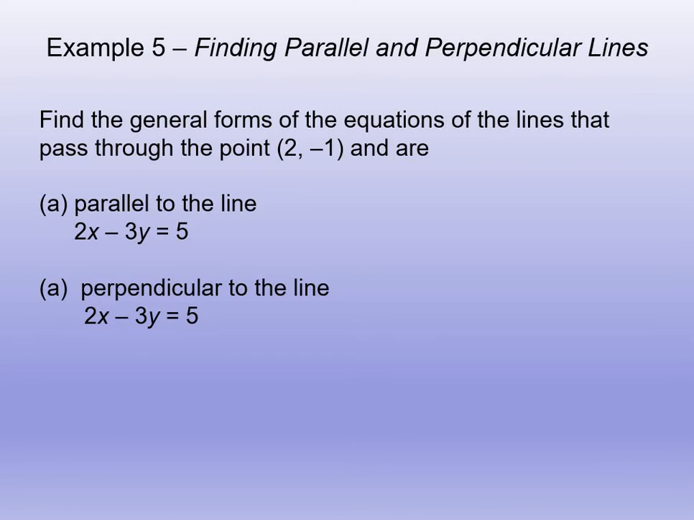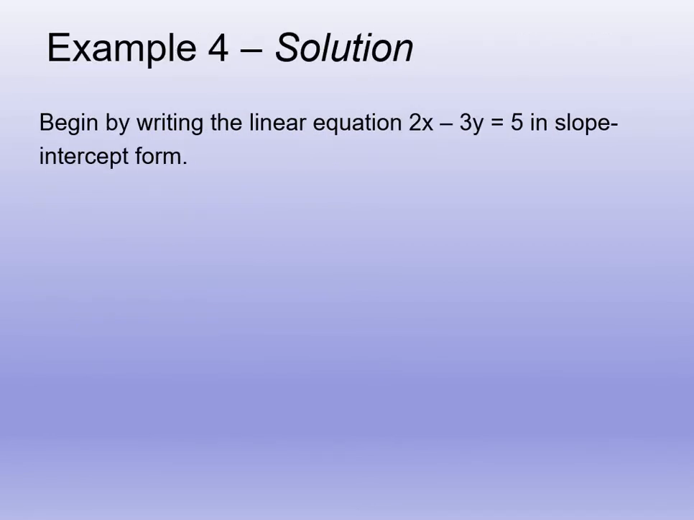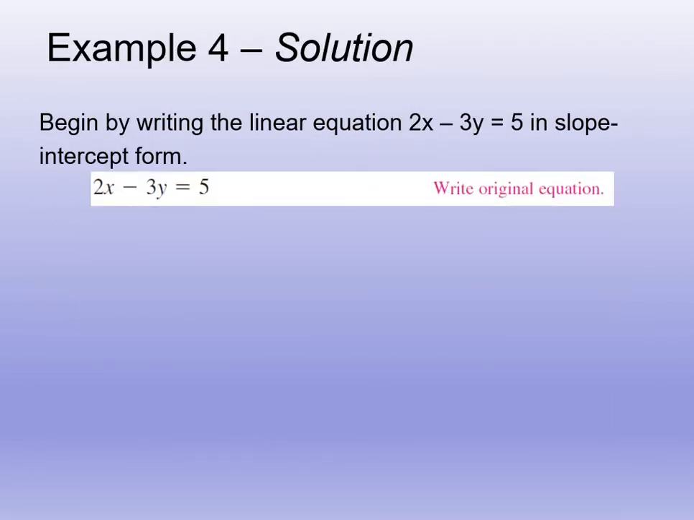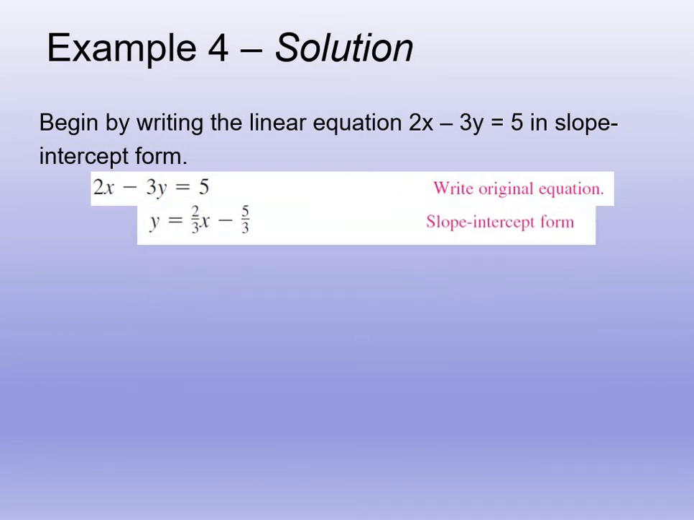the slope of the original line. So we're going to take that equation and put it into y equals form. Notice it's the same equation. We're just going to find the parallel line to it and the perpendicular line to it that passes through the point (2, -1). So we need to solve that equation into slope-intercept form. So we're going to solve it for y equals, which you should know how to do. Okay, so y equals 2x minus 5/3.